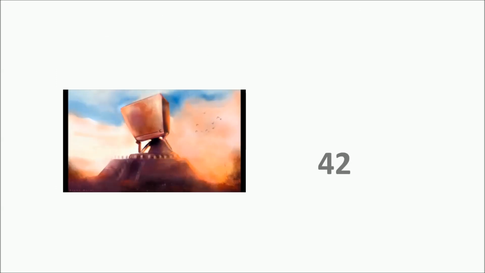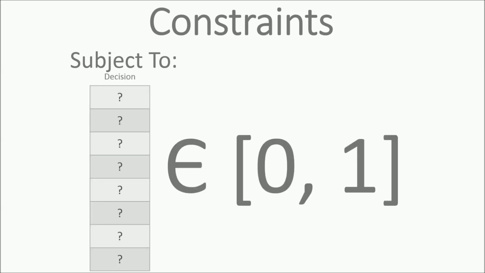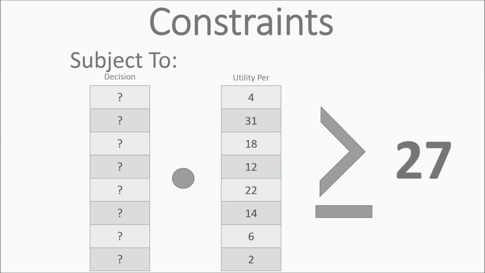Now, how do we conclude that 42 was the best we could do? That would be because of constraints. Constrained optimization problems are very common in practical settings. If we want to limit our decision variables to certain values, like the binary decision variable in our objective function, that's a form of constraint. In our example, another variable that we may want to constrain might be the dot product of our decision variable times the utility per item. And we're going to say that has to be at least 27.